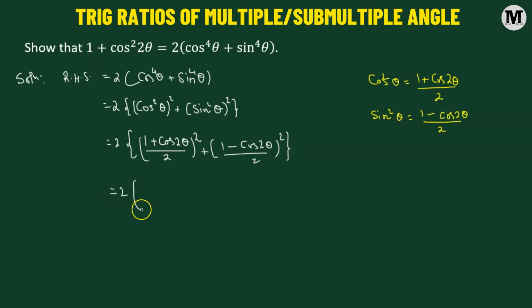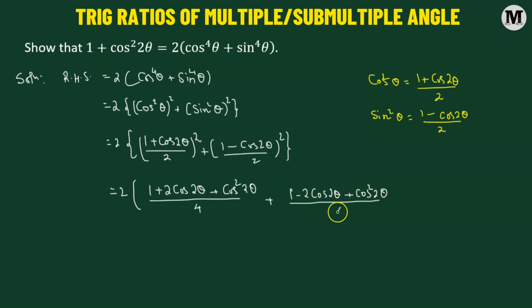Now we have 1 plus cosine 2 theta whole squared. That's going to give us 1 plus 2 times cosine of 2 theta added to cosine squared 2 theta divided by 4. And then expanding 1 minus cosine 2 theta over 2 whole squared gives us 1 minus 2 times cosine of 2 theta plus cosine squared 2 theta whole divided by 4.